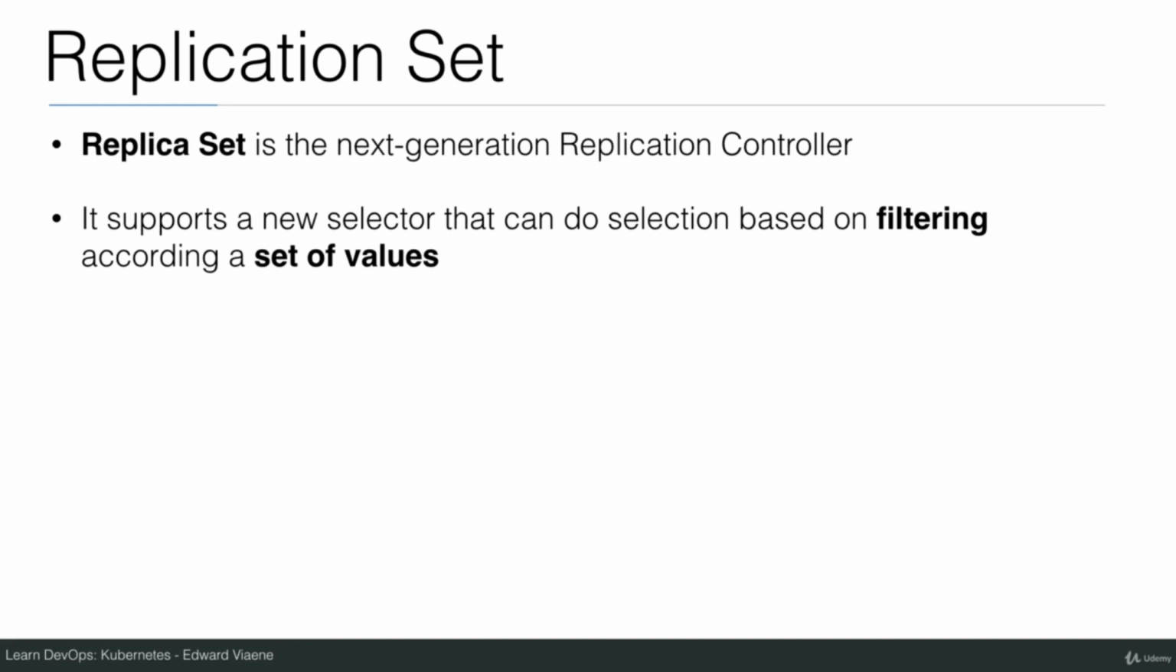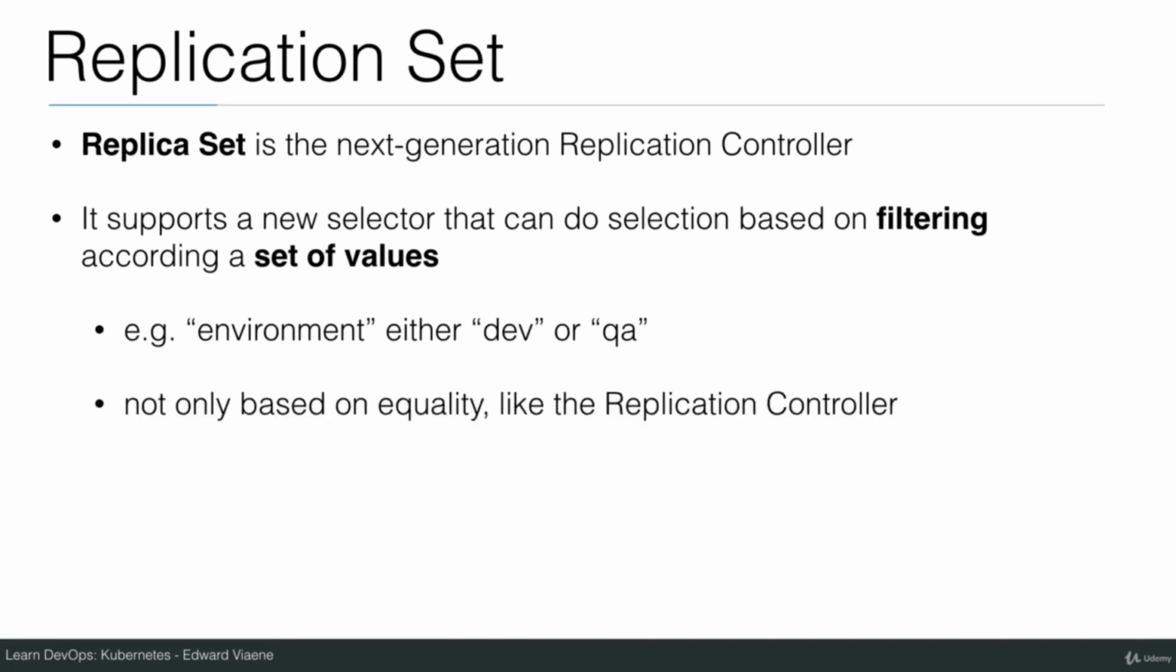It supports a new selector that can do selection based on filtering according to a set of values. For instance, the selection could be environment is either going to be dev or QA. Not only based on equality like the replication controller. In the replication controller, you could only say environment equals dev.